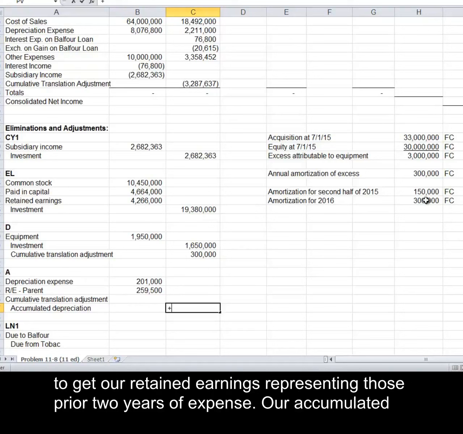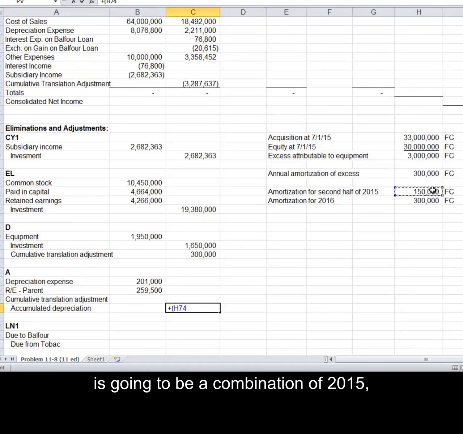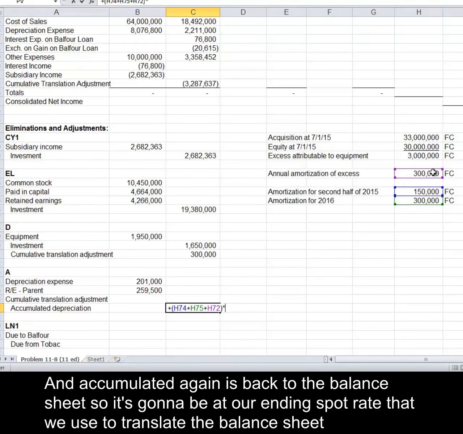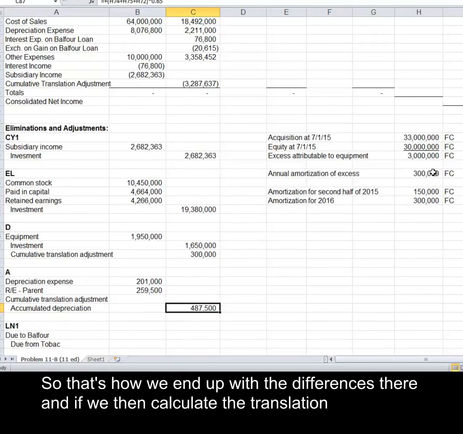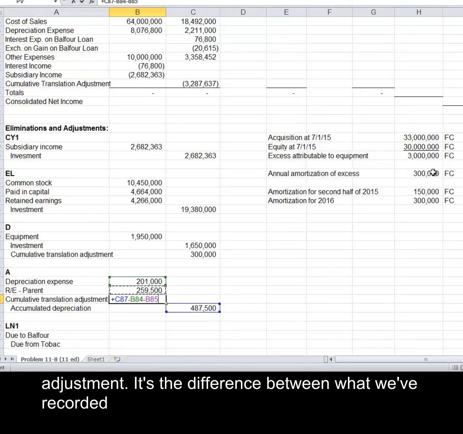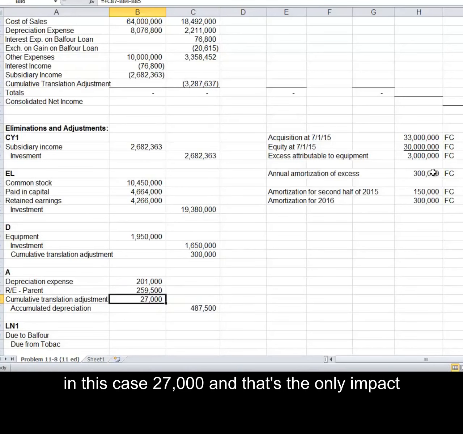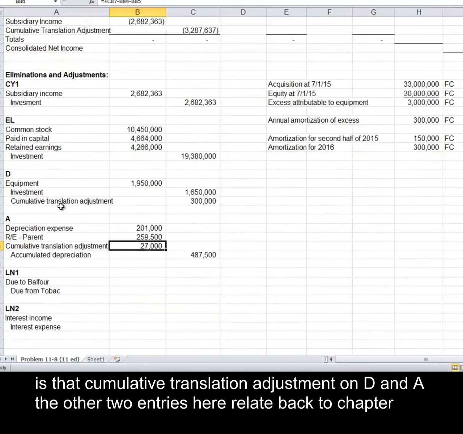Our accumulated is going to be a combination of 2015, 2016, and what we took for this year. And accumulated again is back to the balance sheet, so it's going to be at our ending spot rate that we use to translate the balance sheet of 65. So that's how we end up with the differences there. And if we then calculate the translation adjustment, it's the difference between what we recorded, in this case 27,000. And that's the only impact of having a foreign subsidiary, is that cumulative translation adjustment on D and A.